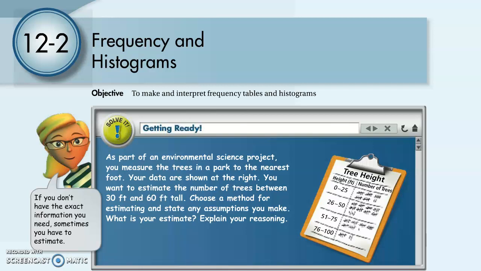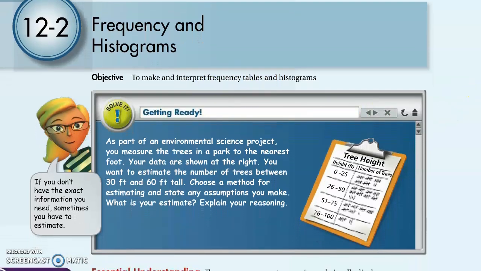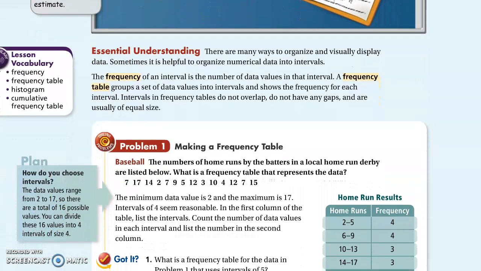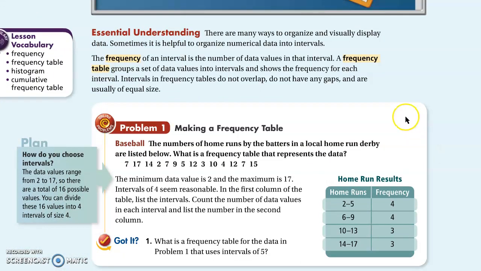We're going to go ahead and continue our nice little stroll through chapter 12. This time, section 2, we're going to talk about frequency and histograms. Our objective for this lesson is to make and interpret frequency tables and histograms. And this is a pretty easy lesson. Pre-algebra, chapter 12, they kind of cover the same thing. So hopefully this is largely a review for you guys.